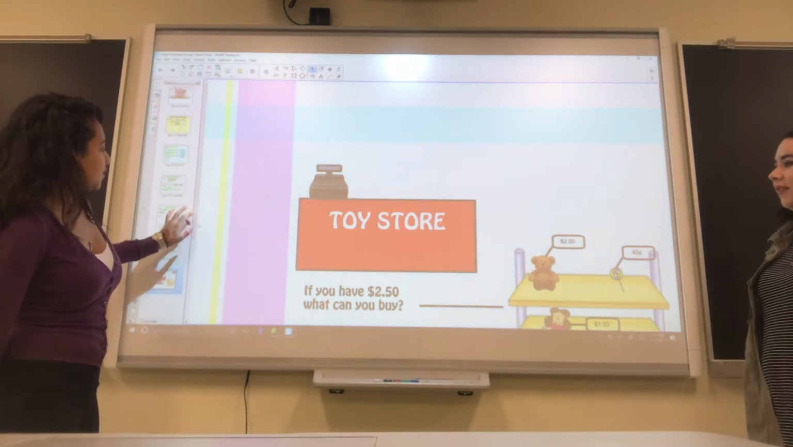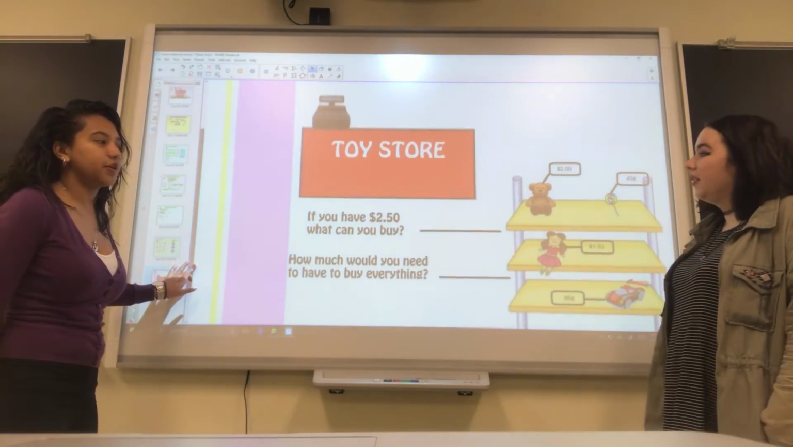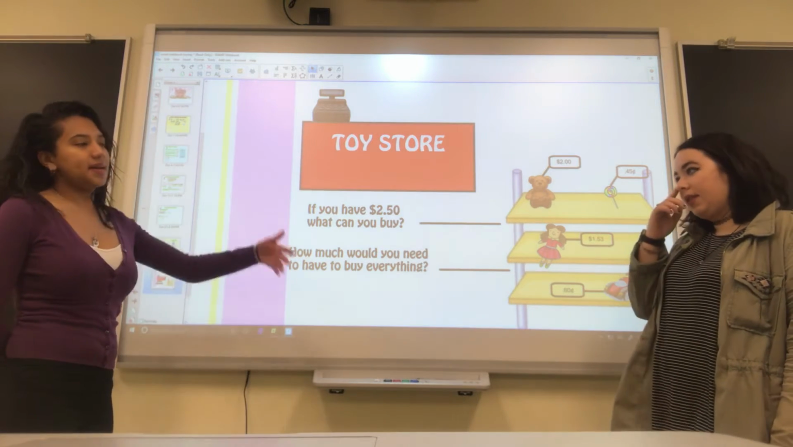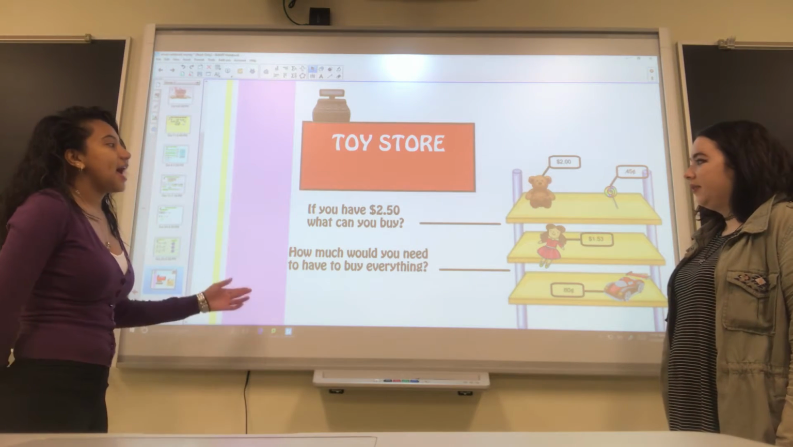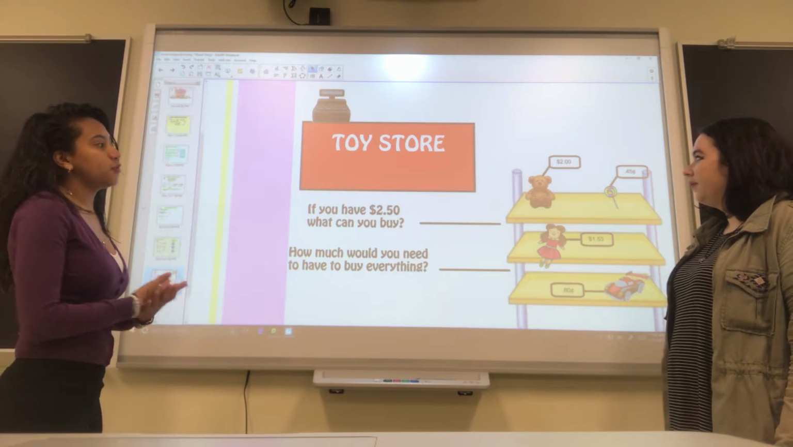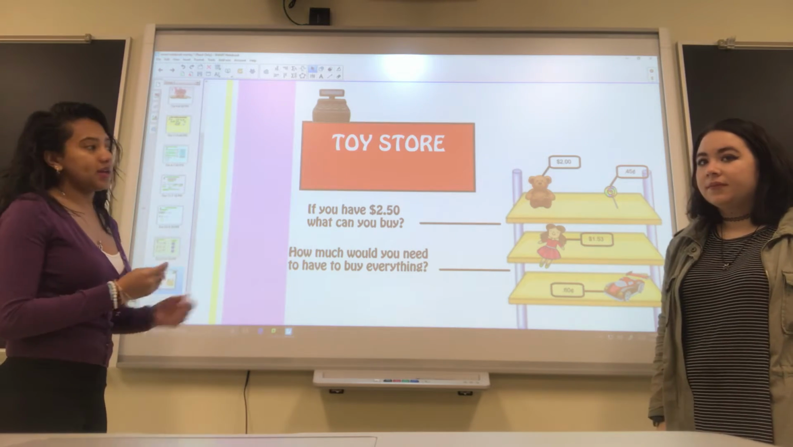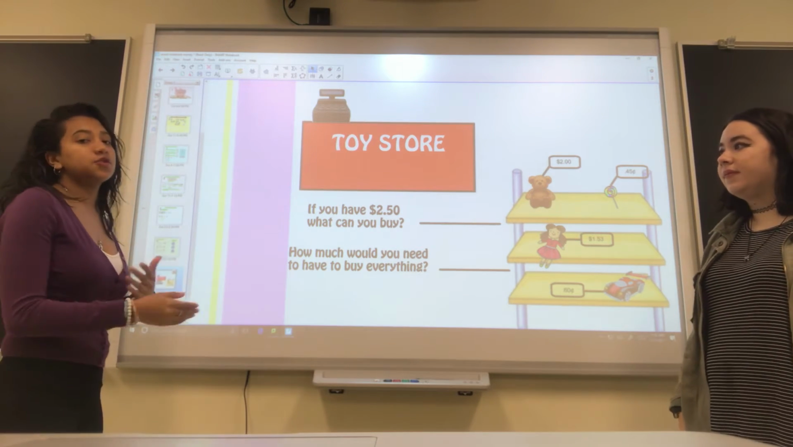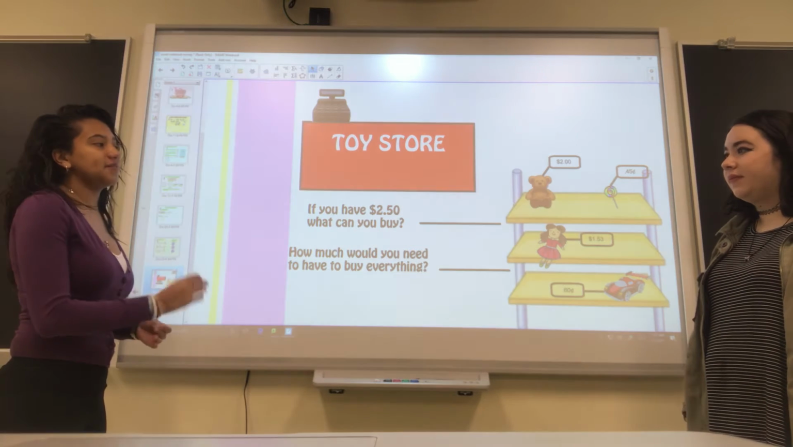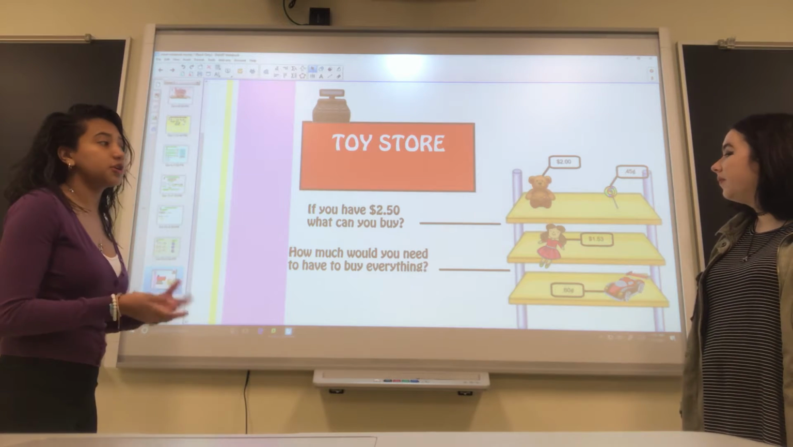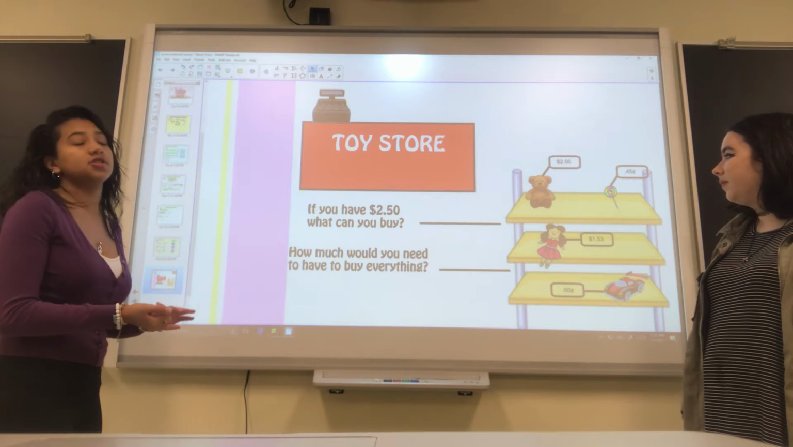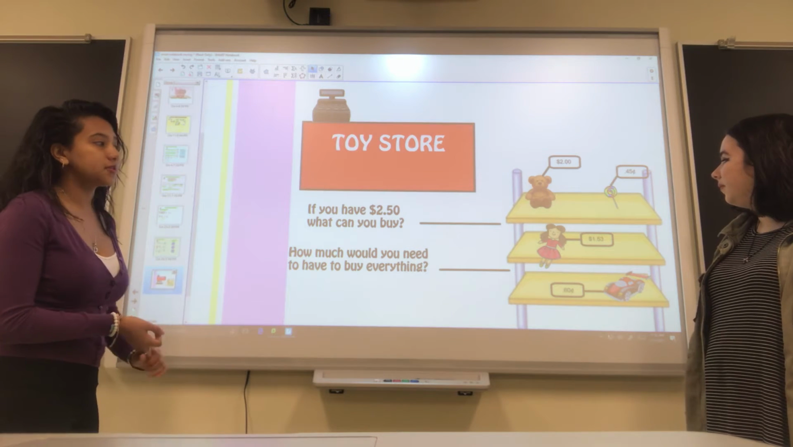And this last slide gives the students an opportunity to have a real life experience. So it's items that they would buy in everyday life, and you figure out, okay, so if you have $2.50, what can you buy from the shelves there? So then students would have to add together the different values to figure out which they would be allowed to buy, if they could just buy one item or buy multiple items.